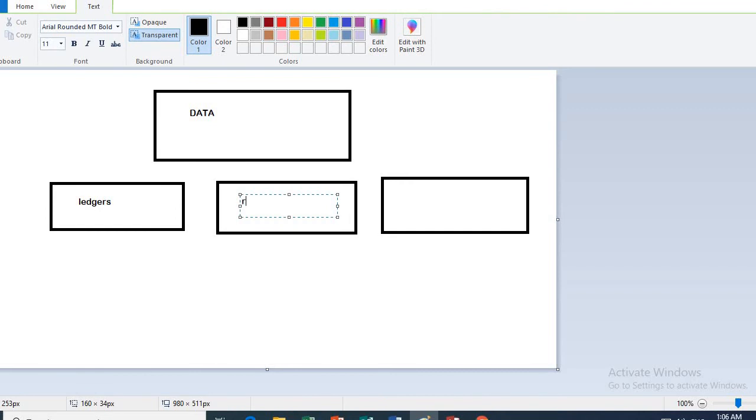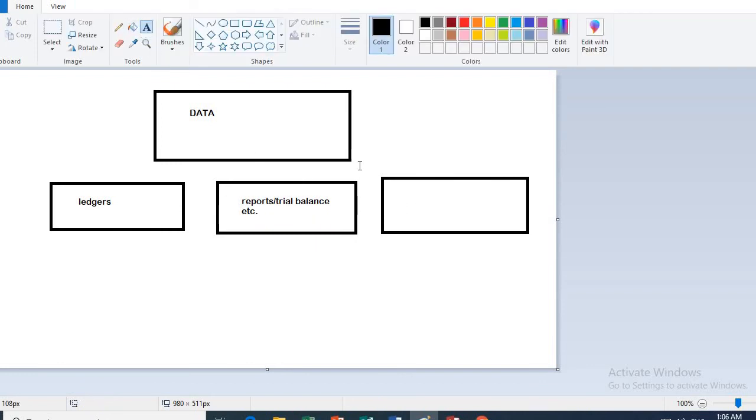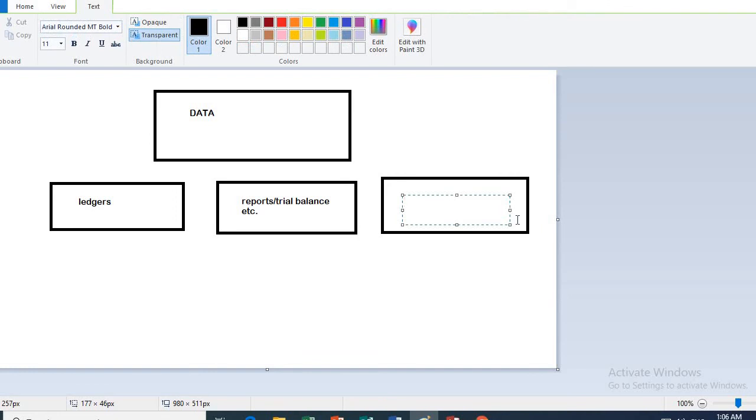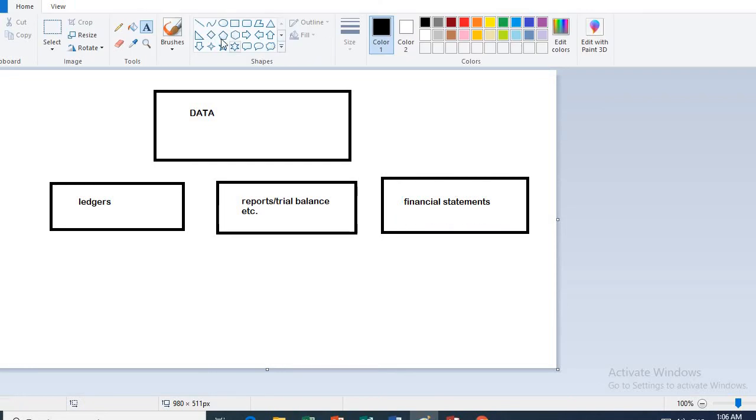Ledgers, reports, trial balance, etc. In fact, you can also consider financial statements as a sort of reports. I mean, the trial balance is sort of a report. So anything that reports here, but we'll just separate this. Okay. So anyway, all of these things are all separate SQL statements.